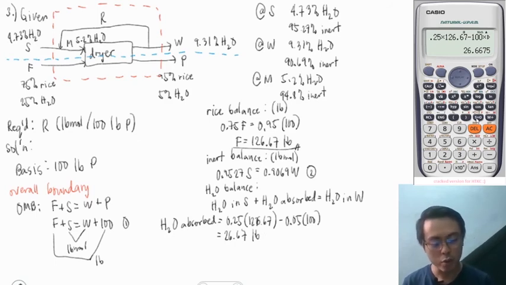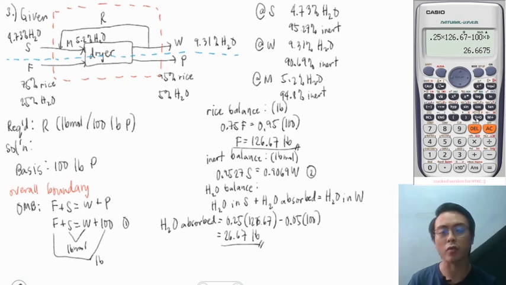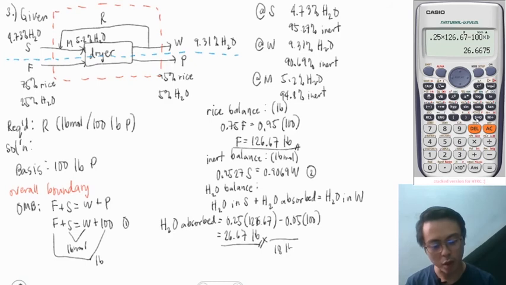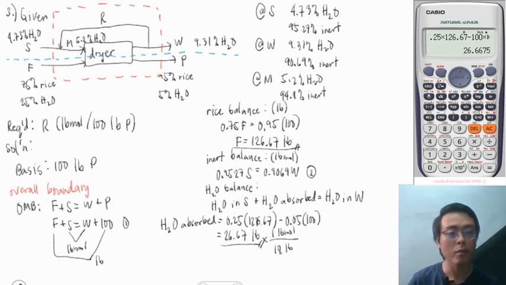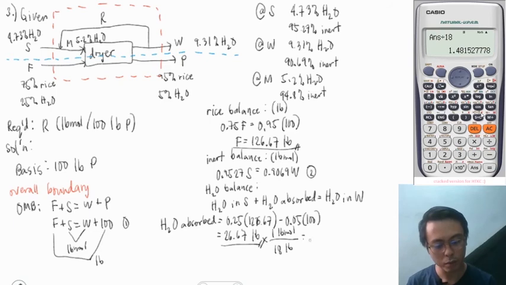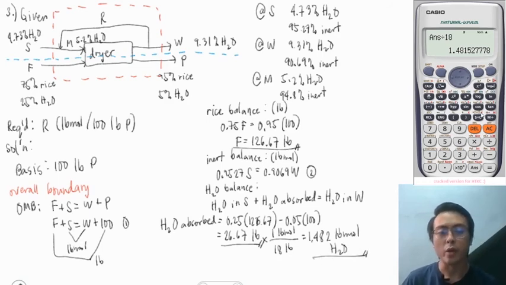Now, in order for us to use this value in our water balance, we have to convert this to pound moles, because remember, S and W are represented in pound moles. So let's convert this to pound moles. Molecular weight of water, 18 pounds is to 1 pound mole. Divided by 18, 1.482 pound moles water. Now we know that there is 1.482 pound moles of water that was lost from the rice and was absorbed by the air in the drying process.